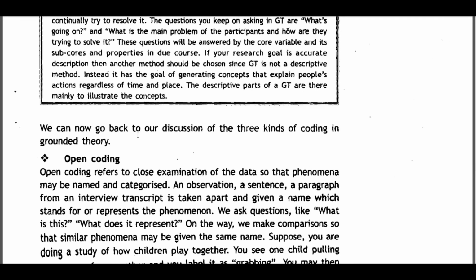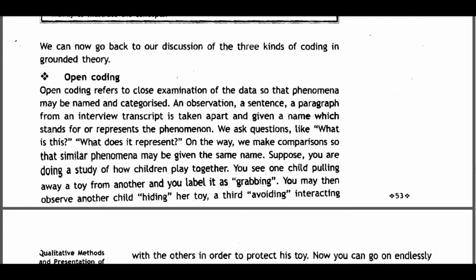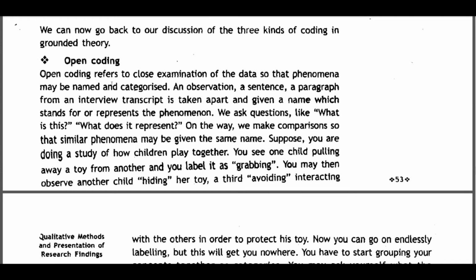We can now go back to our discussion of the three kinds of coding in grounded theory. Open coding. Open coding refers to close examination of the data so that the phenomena may be named and categorized. An observation, a sentence, a paragraph from an interview transcript is taken apart and given a name which stands for or represents the phenomenon. We ask questions like what is this? What does it represent? On the way, we make comparisons so that similar phenomena may be given the same name.